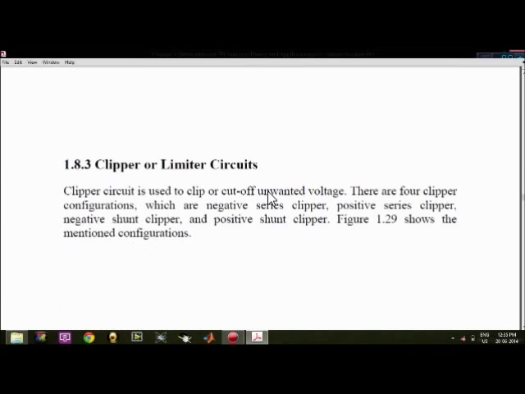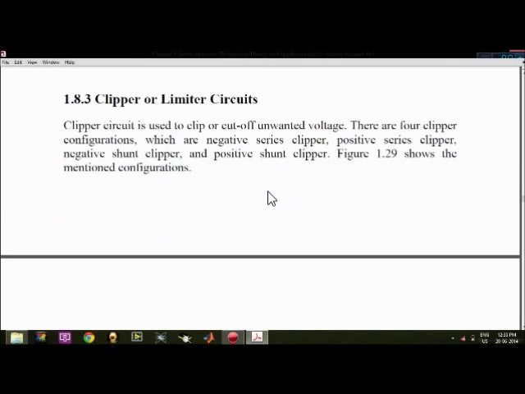So that was a lot regarding the applications, and now there are some more applications like the clipper and clamper circuits. These clipper circuits are also called limiter circuits because they are used to cut off the unwanted voltage, and there are 4 types of clipper we can have, that is the negative series clipper, positive series clipper, negative shunt clipper and positive shunt clipper.